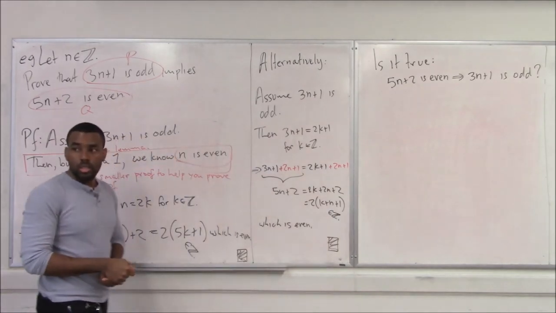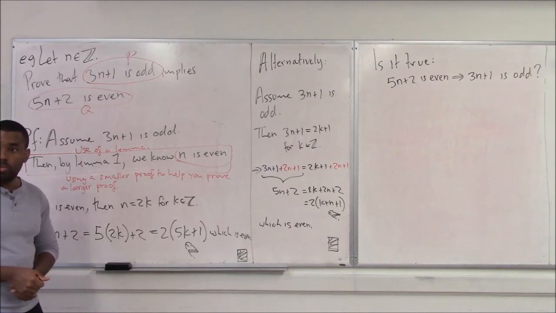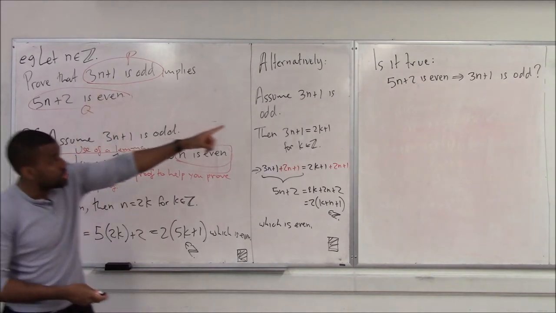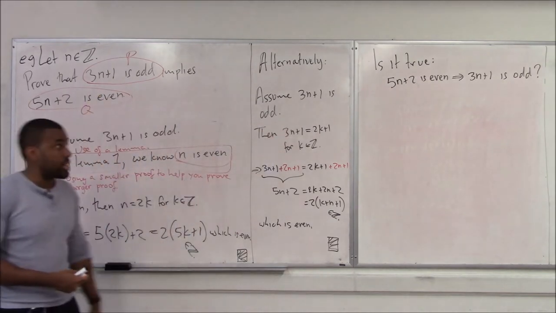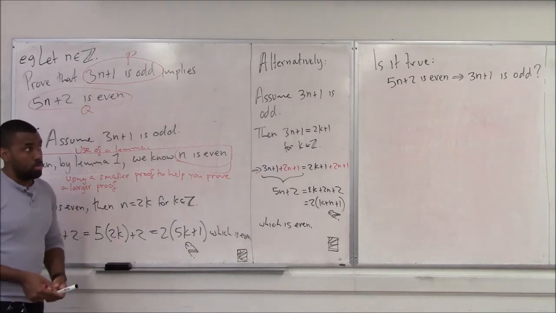Because the converse of the statement is equivalent to the truth table. No. Contrapositive is equivalent. I'm writing down the converse here. So if this were P implies Q, this is the same as Q implies P. Is that actually true here? Yeah. Prove it, right?